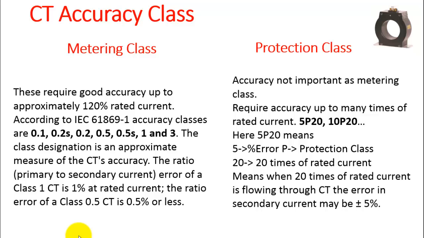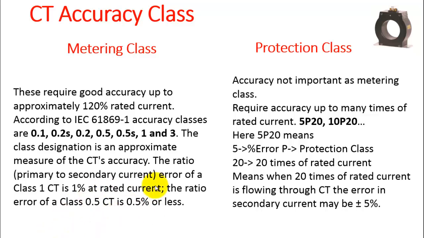Now let's talk about protection class. The CTs are used with the protective relays in order to protect faulty circuits. It means that in this case, accuracy is not as important, but what we require is that the CT will be able to measure the current with high accuracy even if the primary current is many times of the rated current.